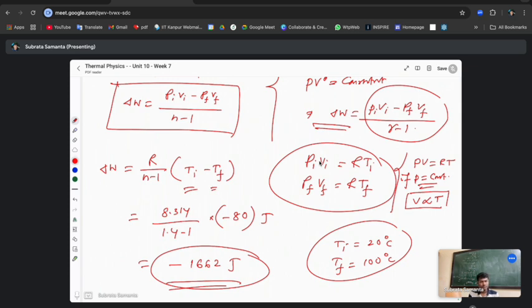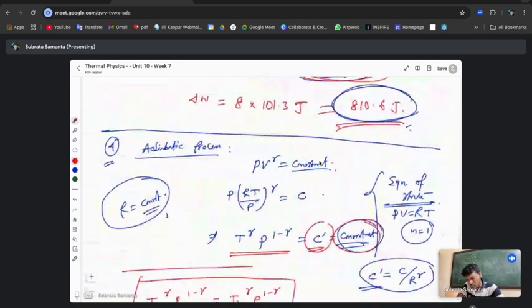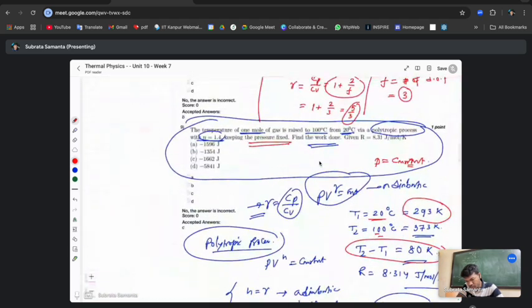Okay. So that means work done by the gas, not work done on the gas. That's why the negative sign here indicates this. So find out the work done. Work done is negative, so minus 1662 joule. So at fixed pressure, if you raise the temperature, the work is done by the gas and the work done is negative.